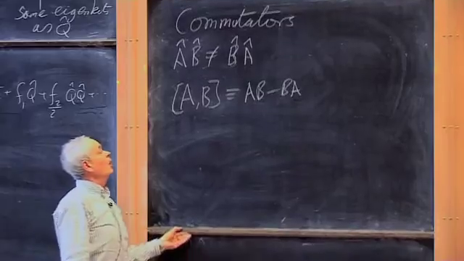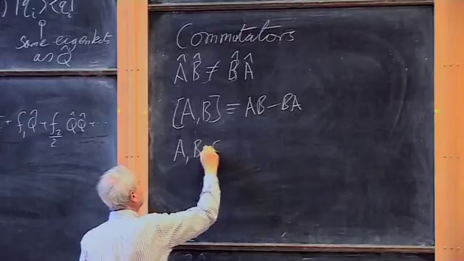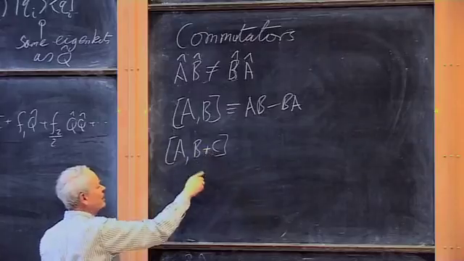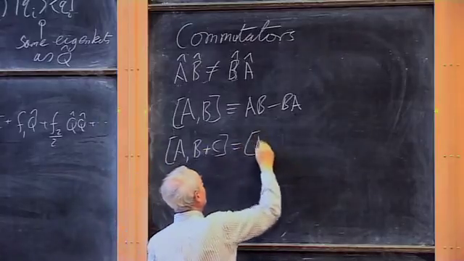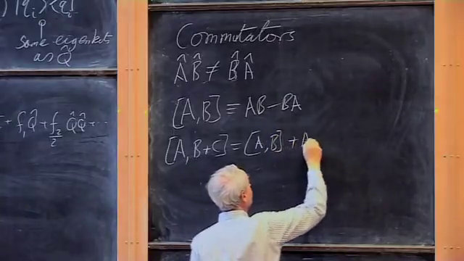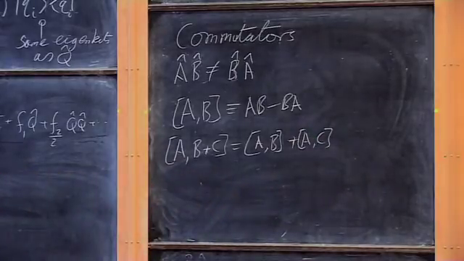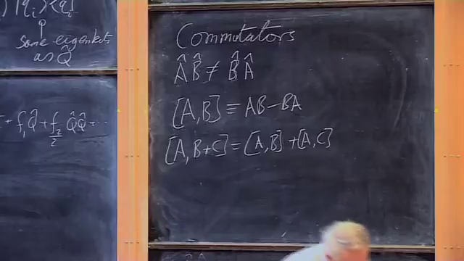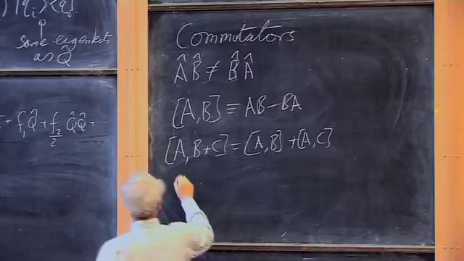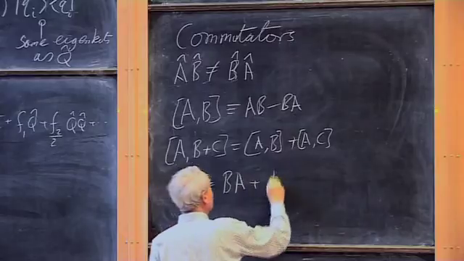Now, we have some obvious results. We have that A comma B plus C, the commutator of A with the result of adding B to C, is clearly the sum. From this definition, it follows that it is just this sum. We have this obvious result that AB is equal to BA plus A comma B.